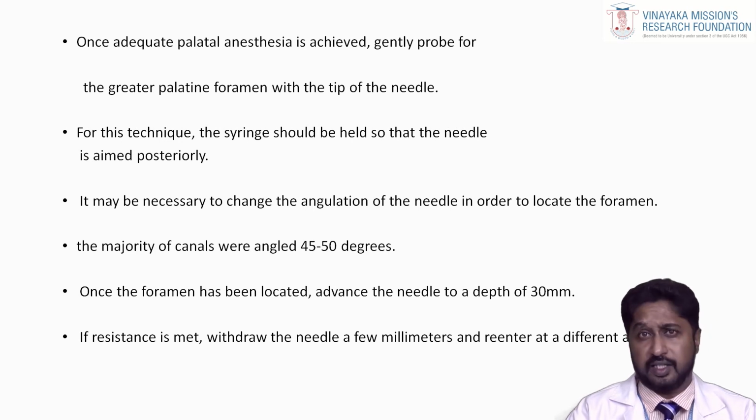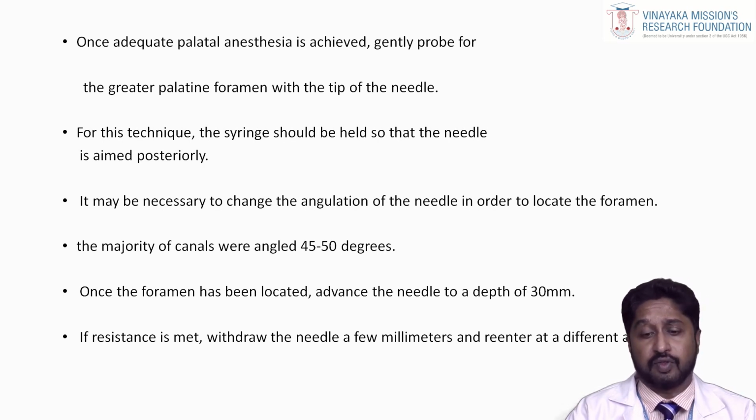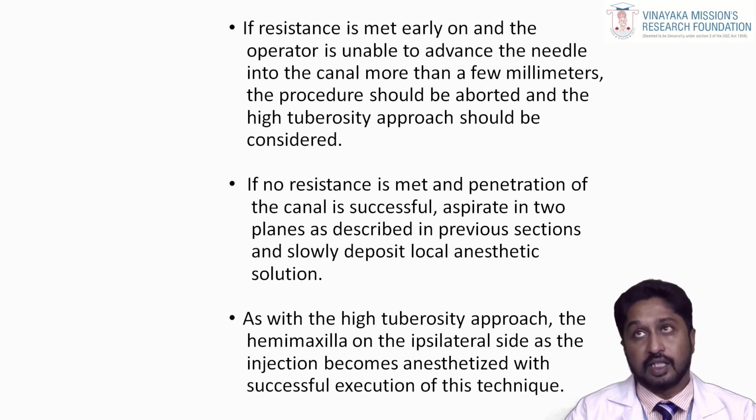It may be necessary to change the angulation of the needle in order to locate the foramen. Sometimes you need to change the position of the needle because you need to know where the foramen is. The canal is angled about 45 to 50 degrees. Once the foramen has been located, advance the needle to a depth of 30 mm. If resistance is met, withdraw the needle a few millimeters and re-enter at a different angle. If resistance is met early and the operator is unable to advance the needle into the canal more than a few millimeters, the procedure should be aborted and the high tuberosity approach should be considered. If you are not able to enter, just discontinue and go into the high tuberosity block.